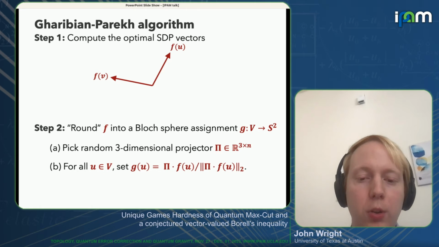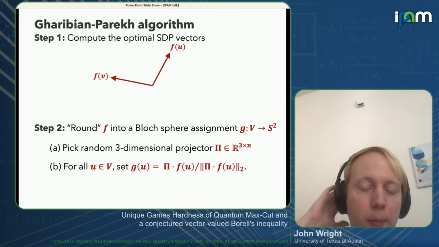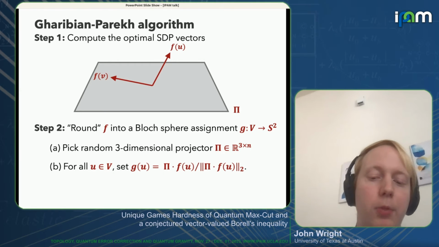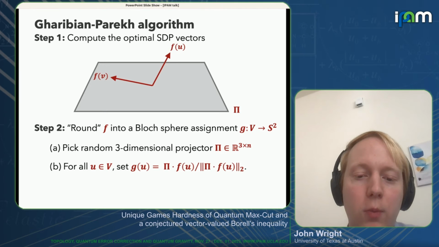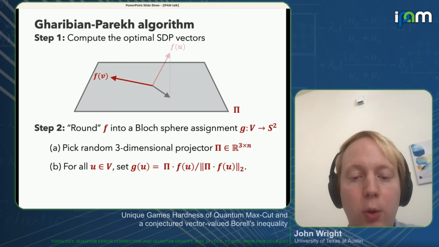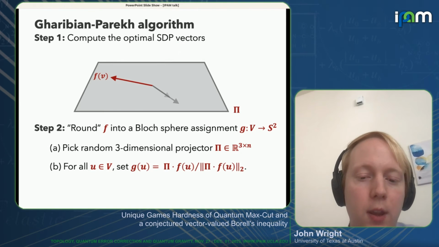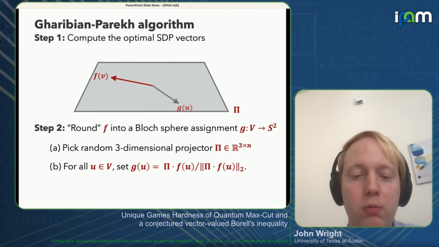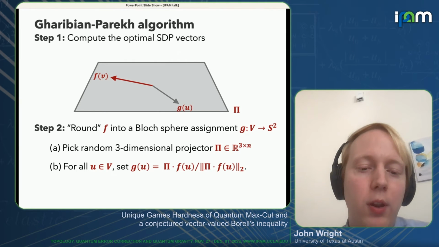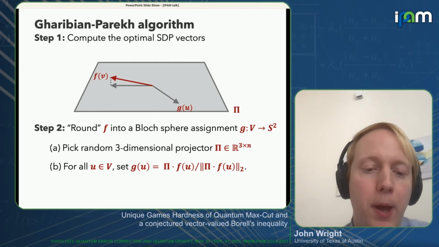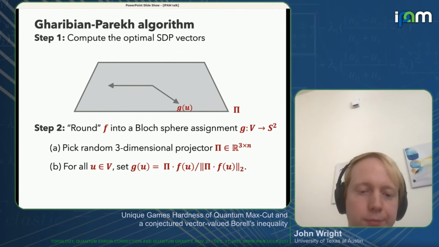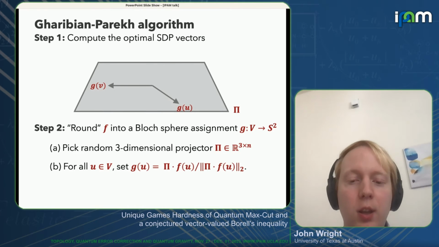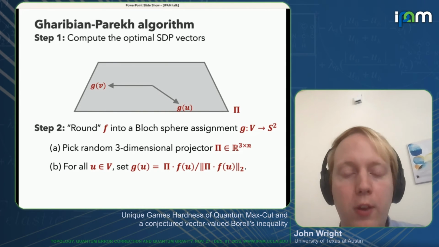Okay, so pictorially, what do we do? If this is our pi, our randomly selected three-dimensional subspace, then the first thing we do for a vector is we project it down to pi. So we put f_u down there, and then we have to renormalize it. That thing is going to be called g of u. Similarly, for f_v, we map it down into pi, and then we have to renormalize it as well, and that's going to be called g of v. So we project, and then we normalize, and that gives our Bloch sphere assignment.